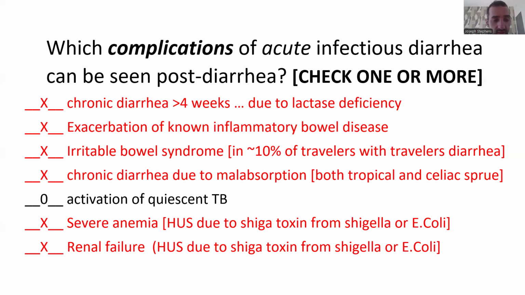Another complication, you can exacerbate known inflammatory bowel disease. People can also have a post-infectious IBS type process that happens in about 10% of travelers with traveler's diarrhea. They can also develop chronic diarrhea due to malabsorption, for instance, tropical or celiac sprue. And they can have severe anemia after the acute diarrhea. This would be in the case of HUS due to Shiga toxin from Shigella or E. coli. And they can have renal failure, same thing, HUS from Shiga toxin or from Shigella or E. coli.